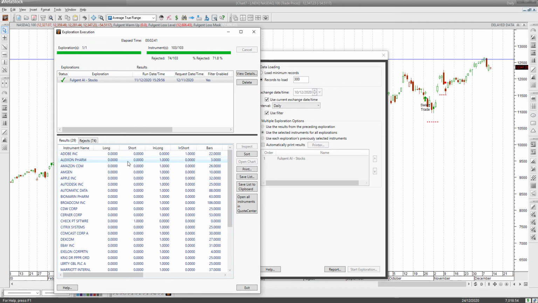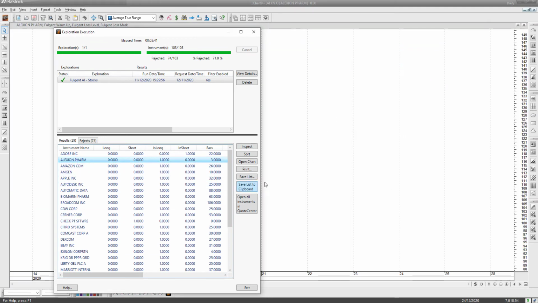So we're going to look at the first long here, Exelon Pharmaceuticals, and it's going to look for the next signal.